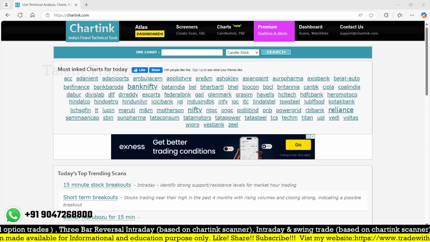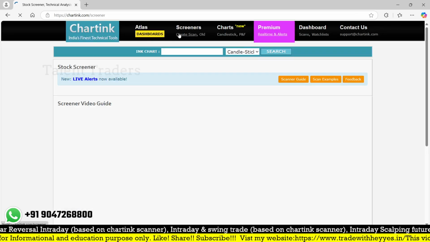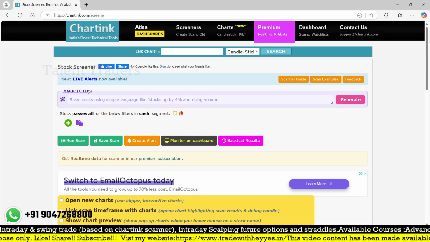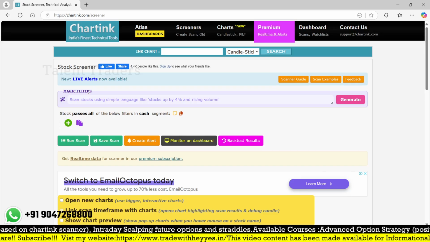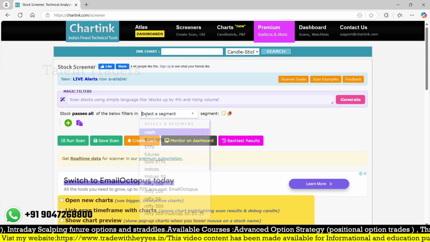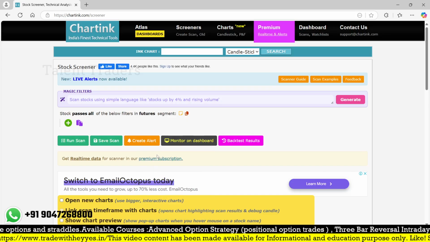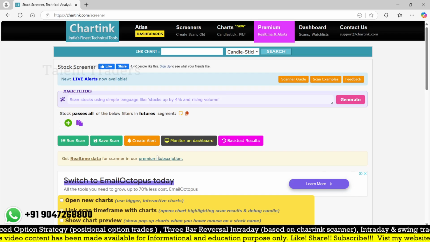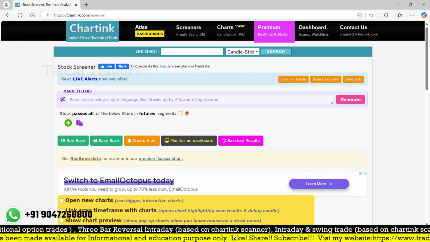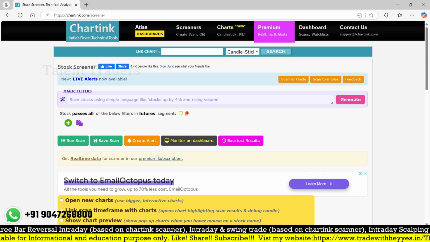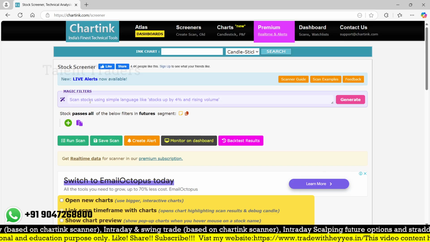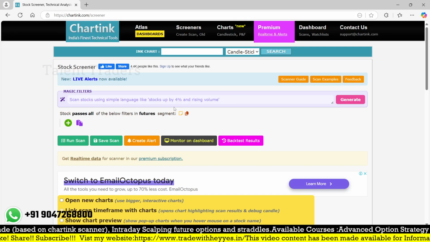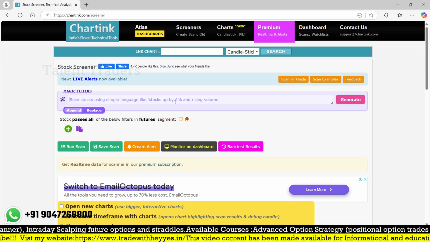So let me try on this video. What we have started for this video is create a scanner. You'll see there is a magic filter. By using the magic filter, we can create effective conditions. You need to select what kind of category. Normally we can do it for the futures and options category, so let me try to create this one. Any basic scanner or any basic lines which you want, you can create. For example, here it mentions the stock scan using simple language, like "stock up by 4% and rising volume." I'm just starting with a simple one, and you can also add more conditions here.